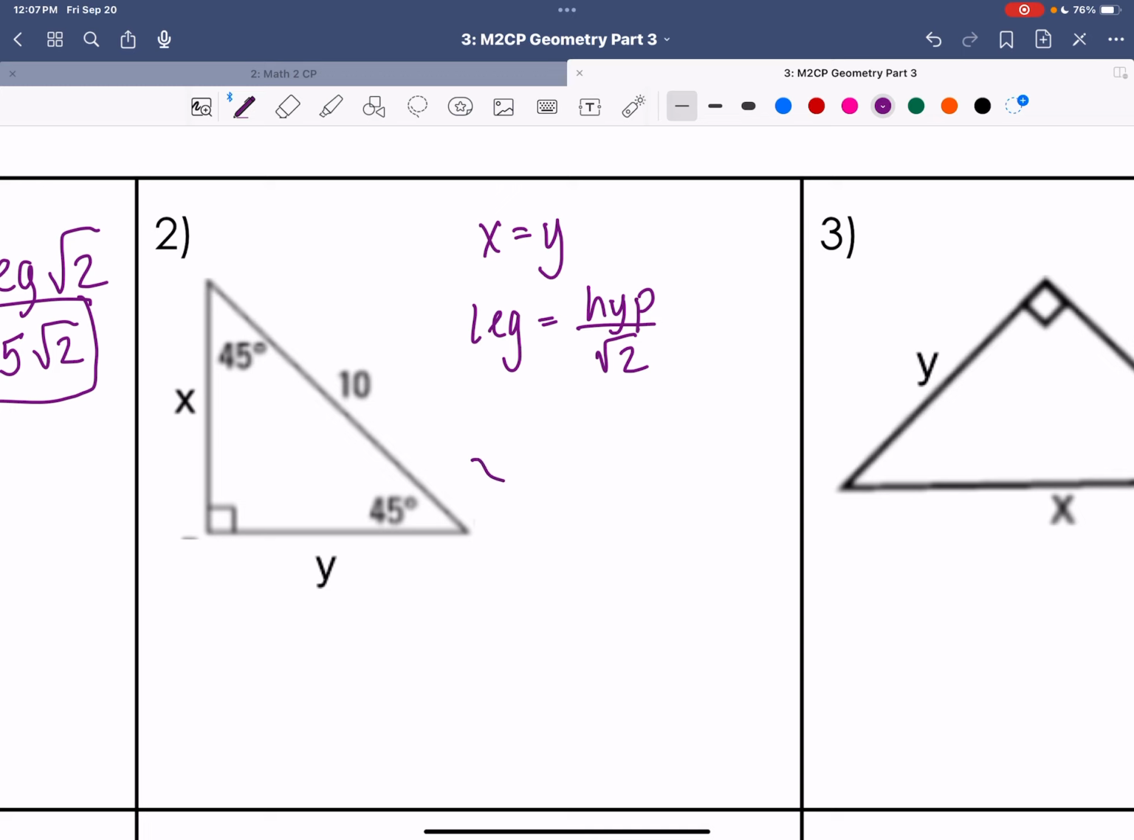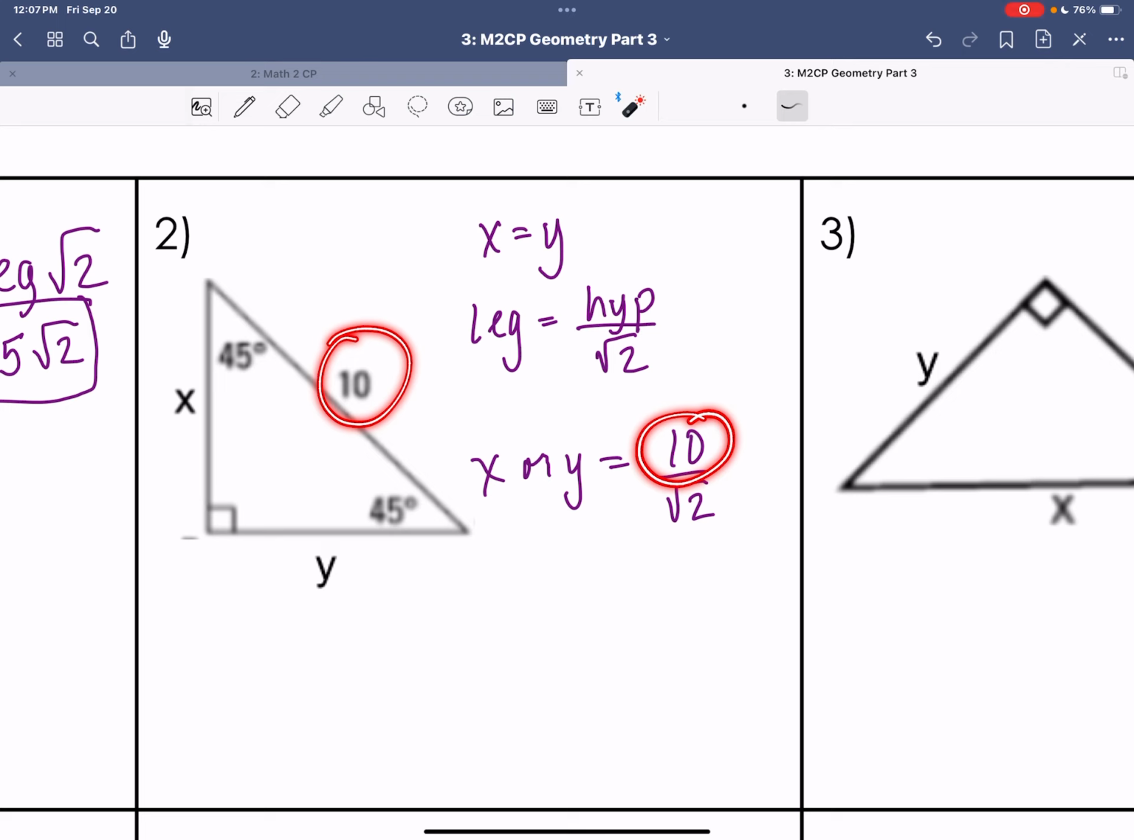Now let's plug in. We could use x or y; it doesn't matter because they're equal to each other. 10, which is your hypotenuse, over root 2. We got 10 right here, which is your hypotenuse. Again, it doesn't matter which one you have, but we're going to rationalize because we can't have that in the denominator.